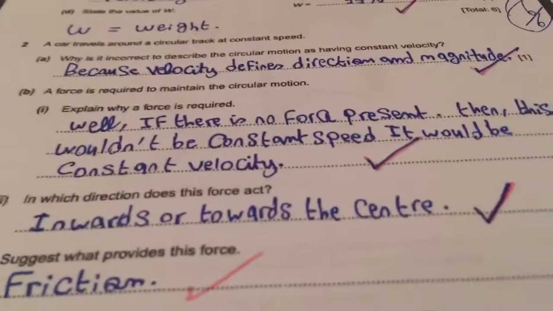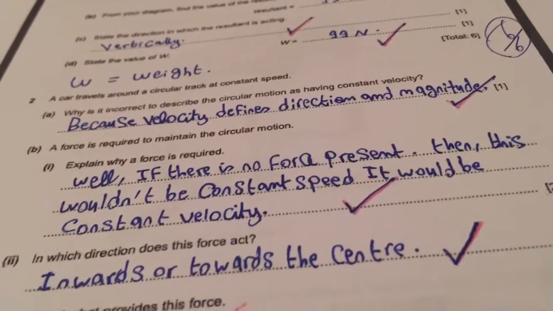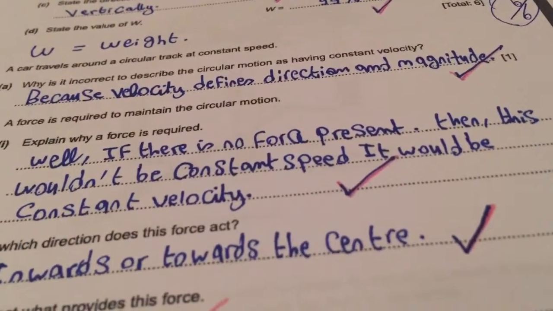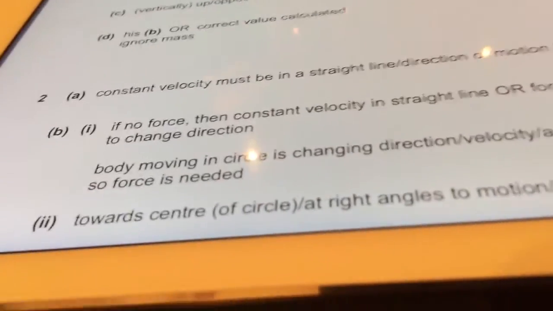I answered, well, if there is no force present, then this wouldn't be constant speed, because speed is in one direction. It would be constant velocity. Let us check. If no force, then constant velocity in a straight line, or force is needed to change direction. So it's basically the same as my answer.